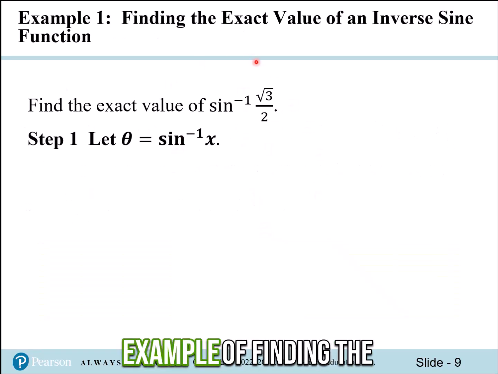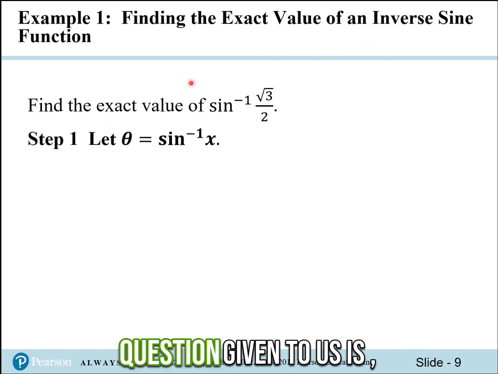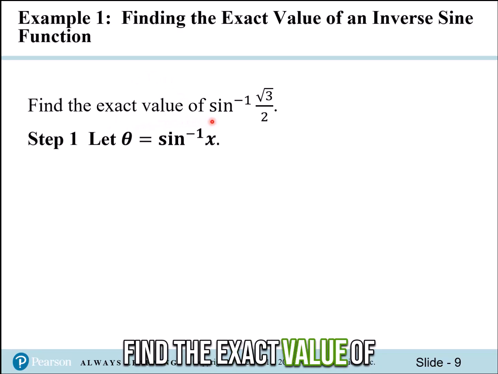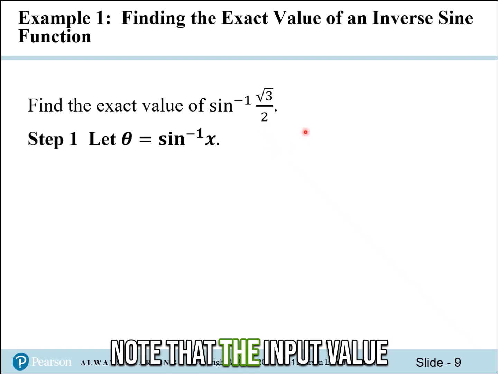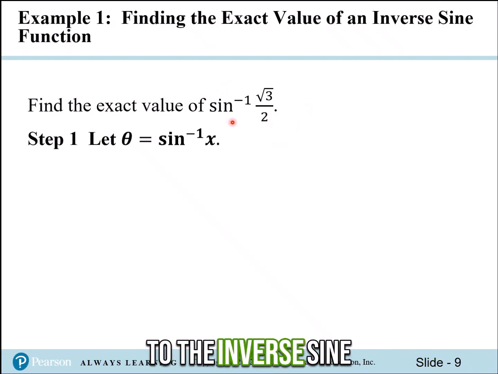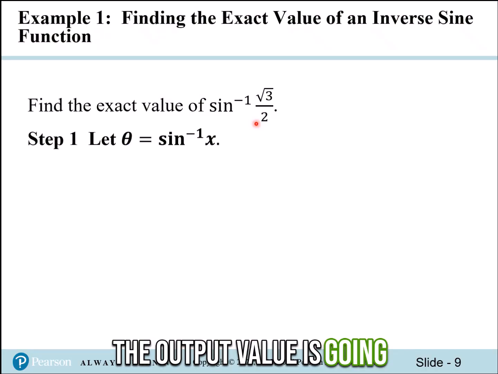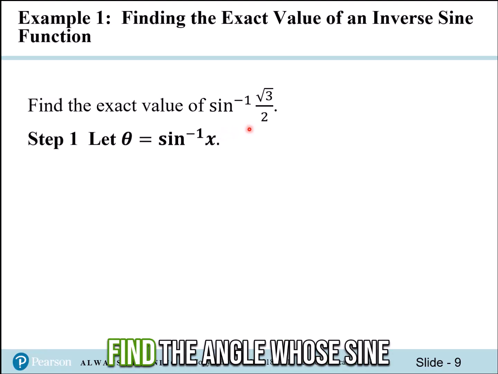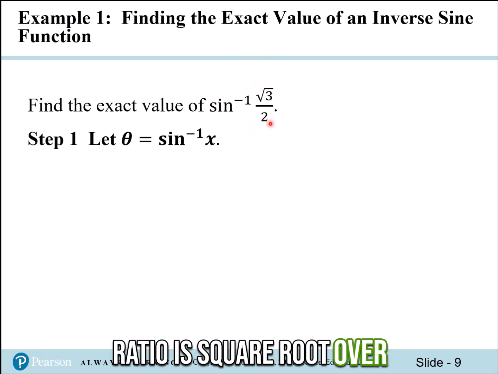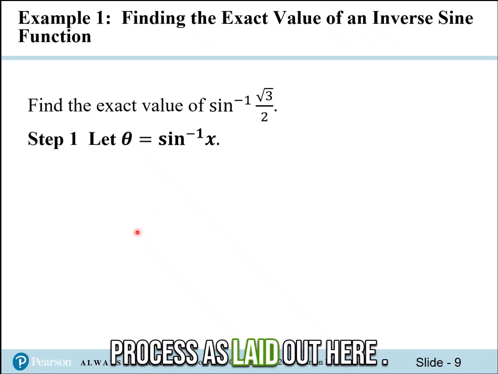Let's work through an example of finding the exact value of an inverse sine function. The question given to us is: find the exact value of inverse sine of √3/2. Note that the input value to the inverse sine function is now a ratio. The output value is going to be an angle. We should read this expression as: find the angle whose sine ratio is √3/2.